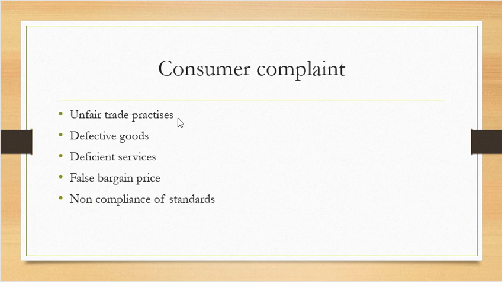So in this slide, we're going to talk about the grounds on which a consumer can complain against the manufacturer or seller. The first point is unfair trade practices. It means a trade practice or business practice which, for the purpose of promoting the sale, may adopt unfair methods or deceptive practices.